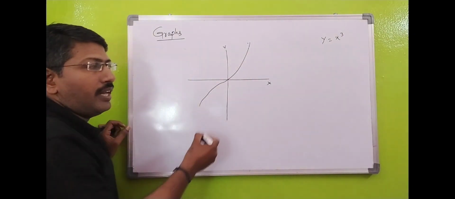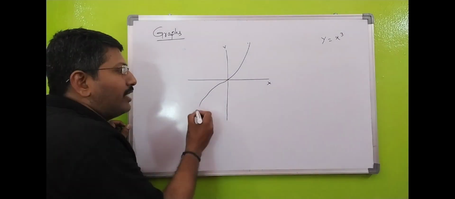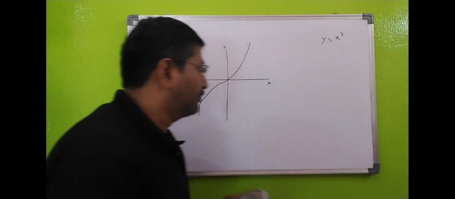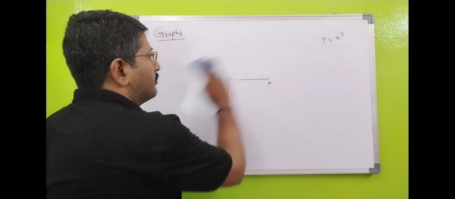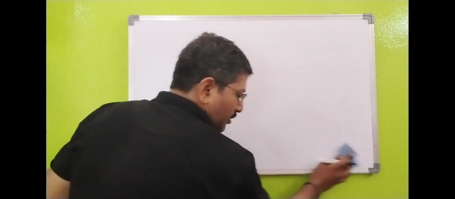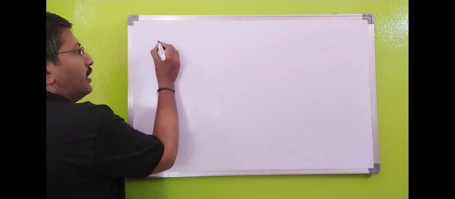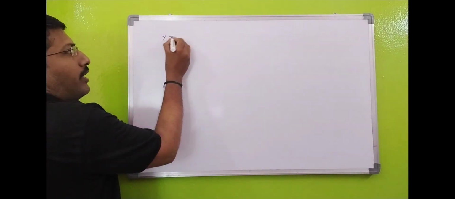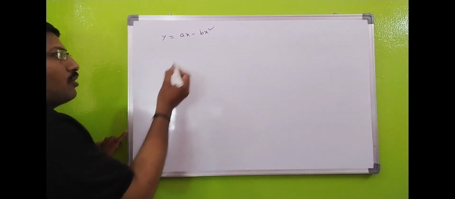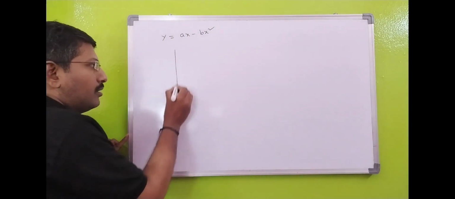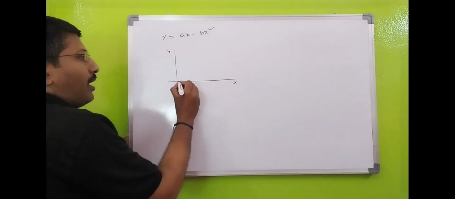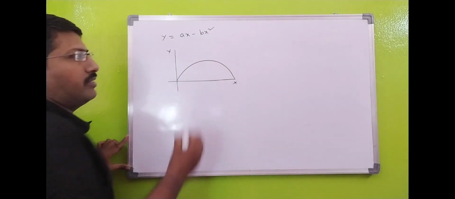So here you will get like that only. So the nature of the graph is represented like this only. Next, see here, if anybody asks for the graph y = ax - bx², it is a very important graph. The nature of the graph represents a parabolic path like this only. Parabola. The nature of the graph is a parabola.